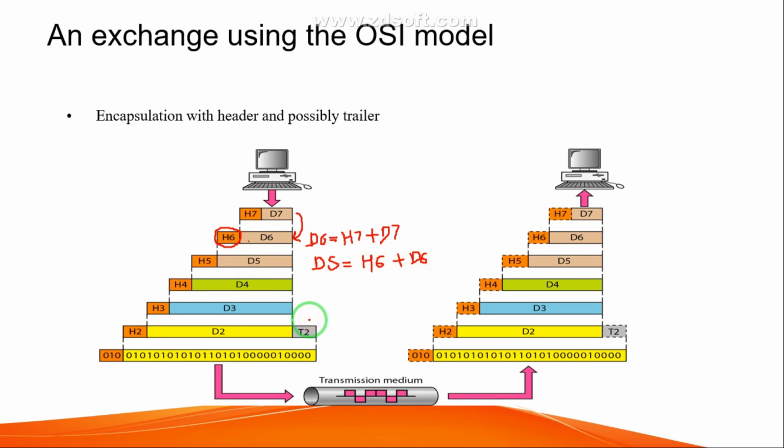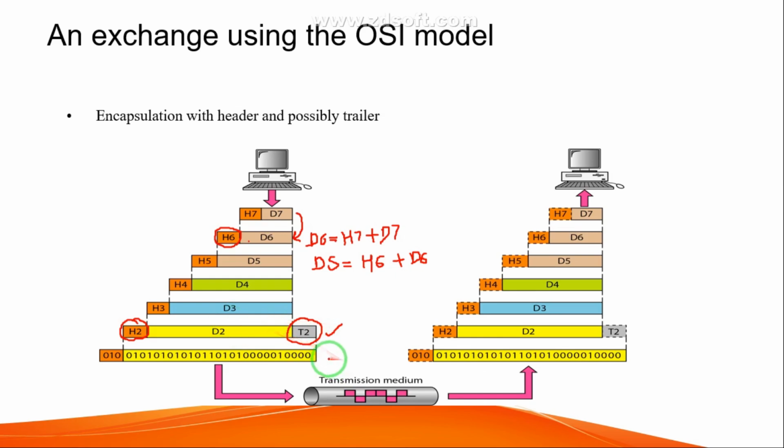And the more important thing, you can observe the difference that at the 2nd layer, that is the data link layer, along with the encapsulation with the header, it is also going to do encapsulation with the trailer. Now, this trailer is basically used for error detection purposes. So that's why it is being added to your data. But remember, it is done only by the 2nd layer, that is your data link layer.